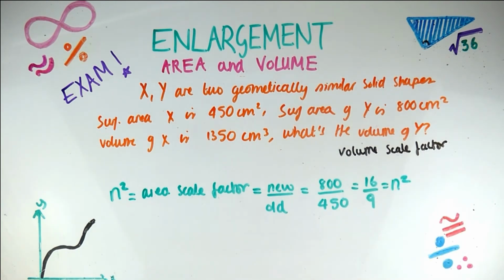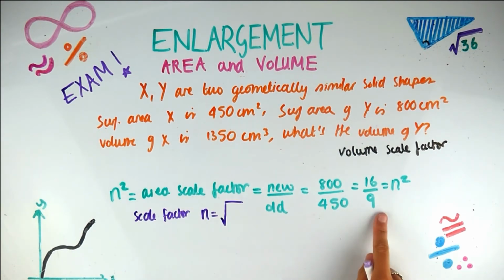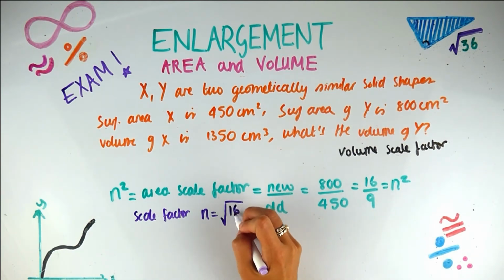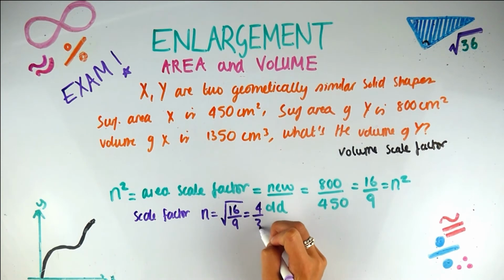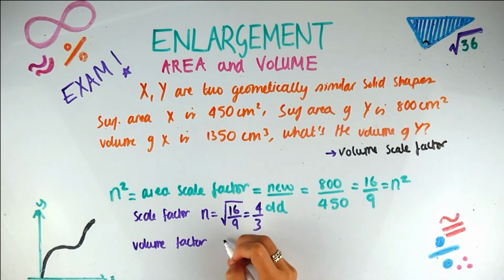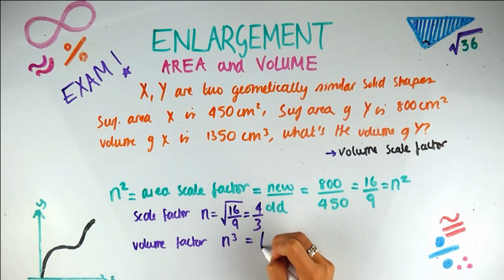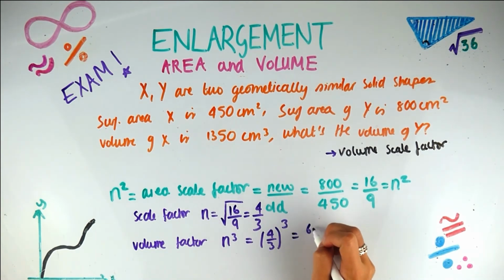So why don't we just try and find the basic scale factor, so n. We know that n squared is that, and we just want n, so if we square root this side, we get the square root of 16 over 9, and that is going to be 4 divided by 3. So we know n. What we're looking for though is the volume scale factor, which we know as n cubed, so we want n, which we've just worked out, cubed. And that is 64 divided by 27.